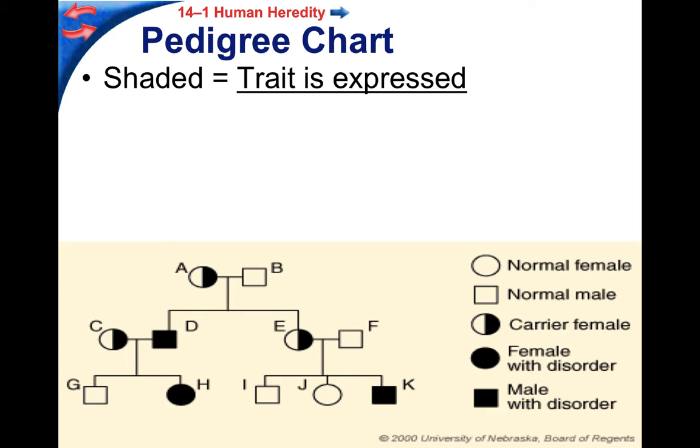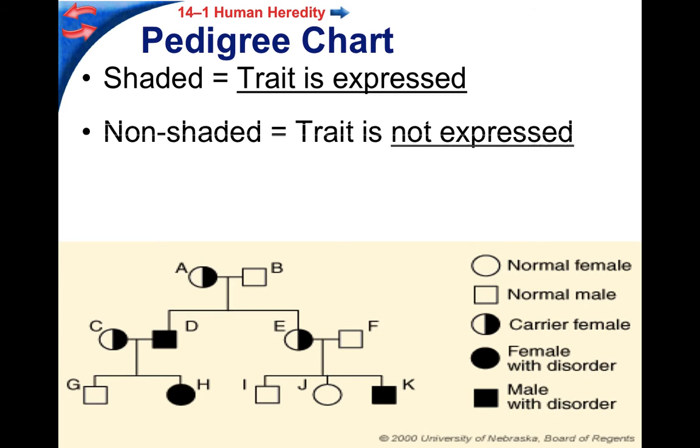Let's say we're talking about color blindness. If you look at letters D, H, and K, they're all shaded in. That would mean that those 3 individuals are colorblind. Okay, now the people that are not shaded, like B, F, G, I, and J, they do not express that trait, meaning in my example, they're not colorblind.